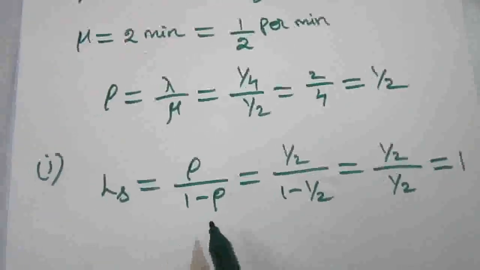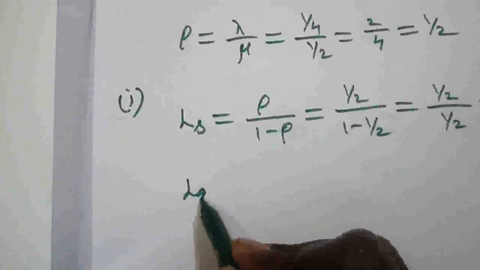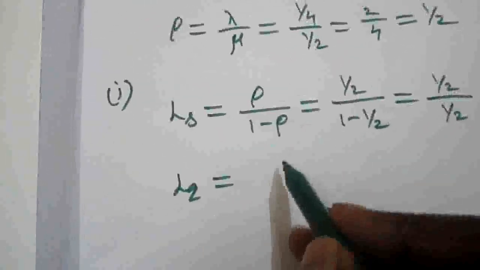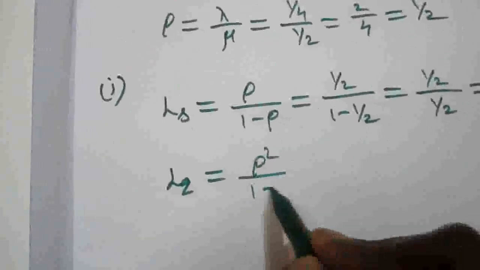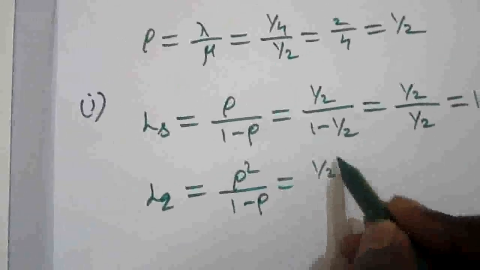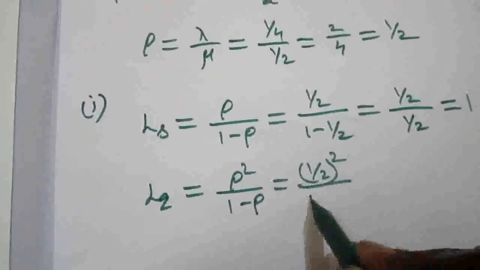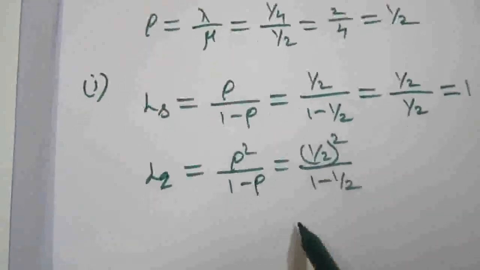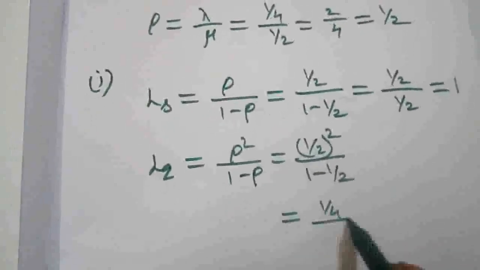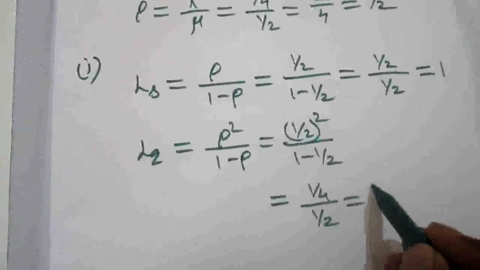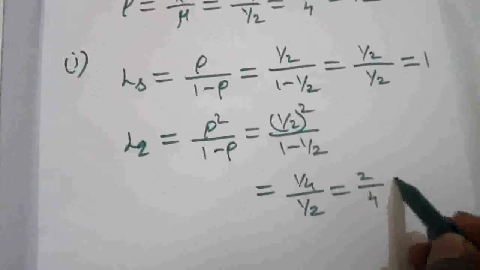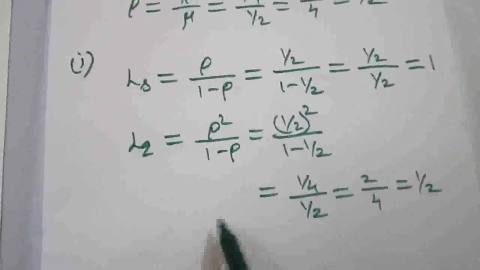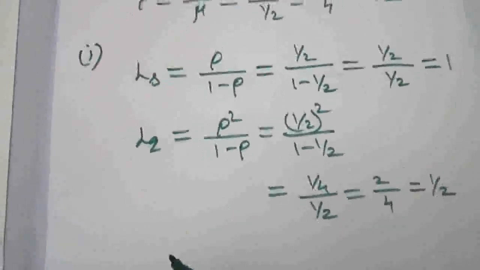Okay, next I am going to find out Lq, the expected number of customers in the queue. Which is rho square by 1 minus rho. So 1 by 2 the whole square by 1 minus 1 by 2, which is equal to 1 by 4 divided by 1 by 2. So this becomes 2 by 4, so 1 by 2 customer in the queue. So Ls and Lq are done.